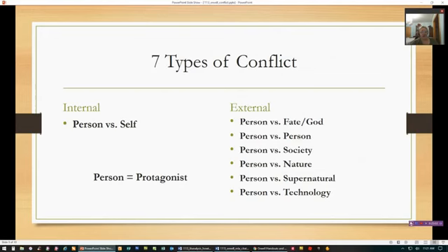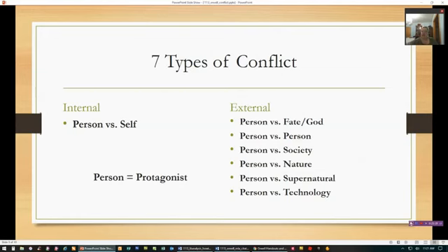Person versus nature is where it's a natural force. If you've seen the movie Jaws or the movie Twister, those are two examples of person versus nature, but they represent two subtypes. In Twister, the meteorologist is fighting the tornadoes and trying to figure out what's going on. The tornadoes are not malevolent, right? They have no intent to destroy. They're just natural events.